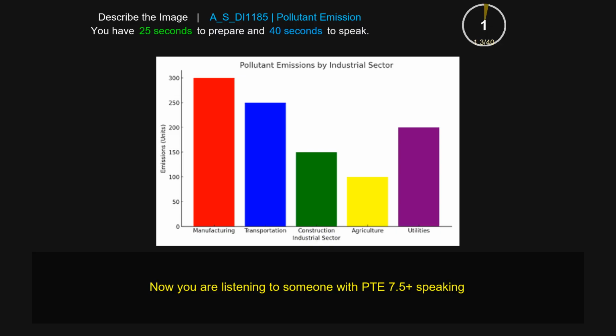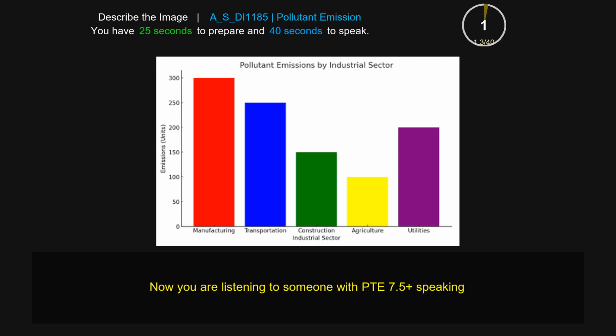The bar graph gives information about pollutant emissions by industrial sector. On the x-axis are highlighted manufacturing, transportation, construction, industrial sector, agriculture and utilities. On the y-axis are highlighted 50, 100, 150, 200, 250 and 300. The highest value is 300 which is covered by manufacturing and the lowest value is agriculture which is covered by 100. Overall, the bar graph gives information about the industrial sector.